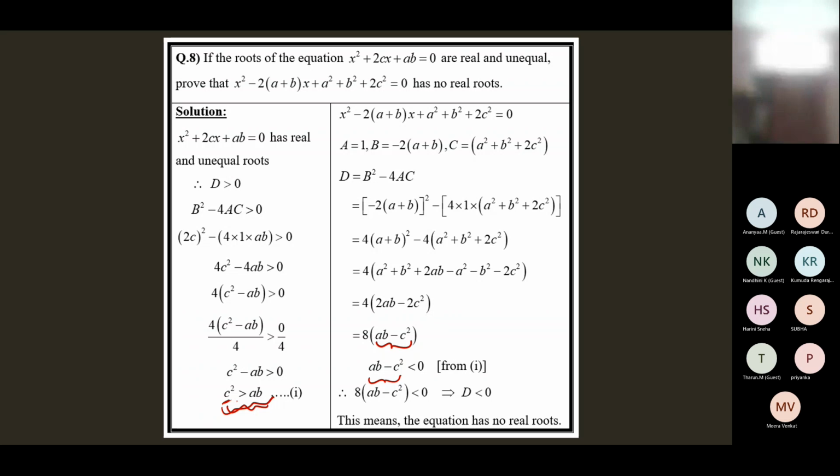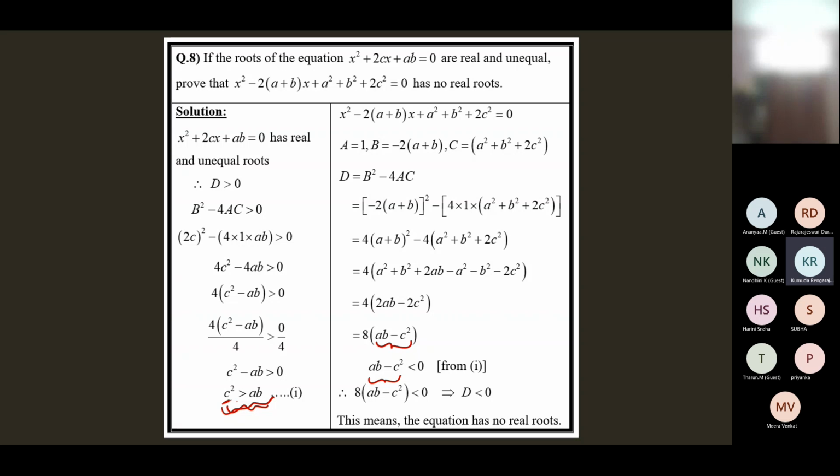Understood, children? Yes, ma'am. Now, which is greater, AB or C square? Which is greater? C square is greater.